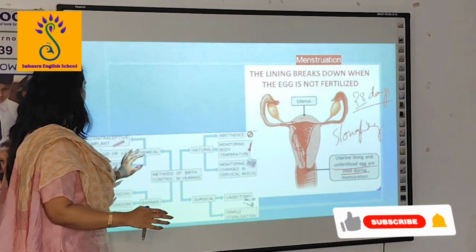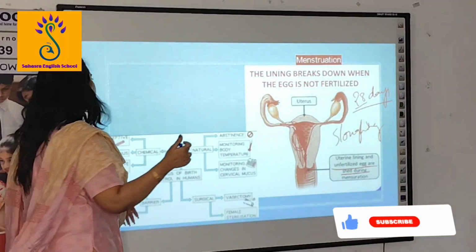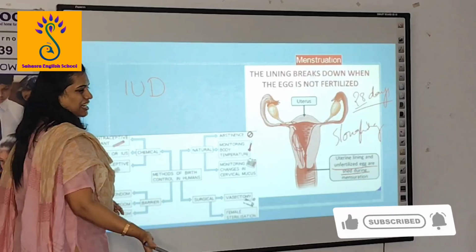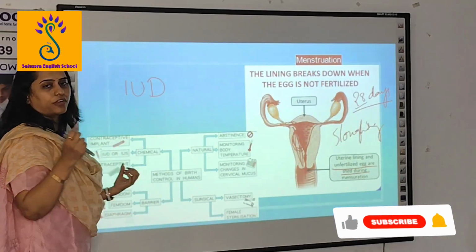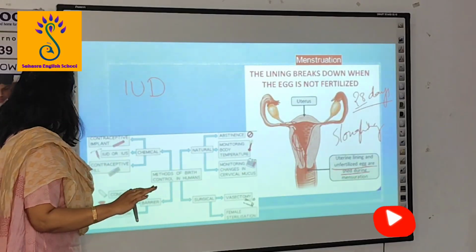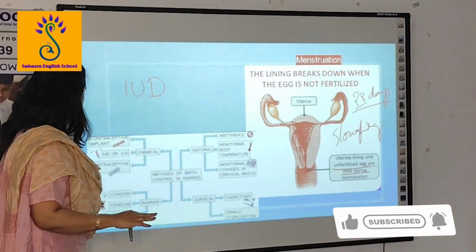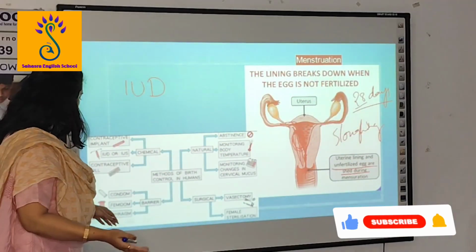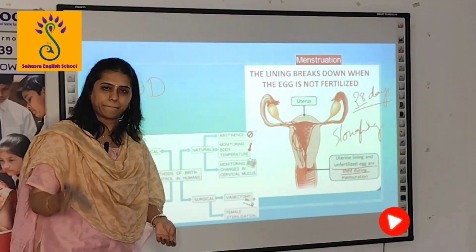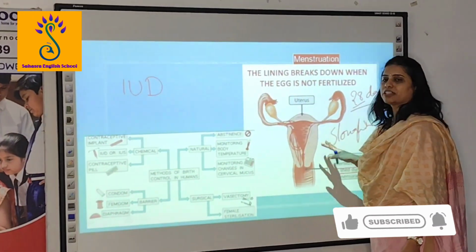Coming to chemical methods, IUDs, intrauterine devices, are used, and also contraceptive pills and tablets are used to avoid fertilization. This is for birth control. Next, barriers like condoms or femidoms are used. Then surgical procedures can be vasectomy in males and tubectomy in females. These are the important questions.